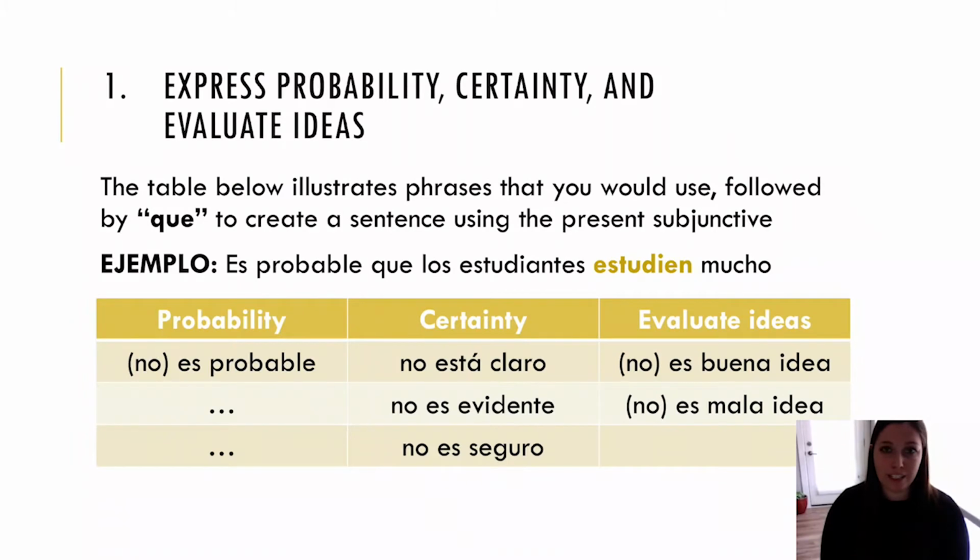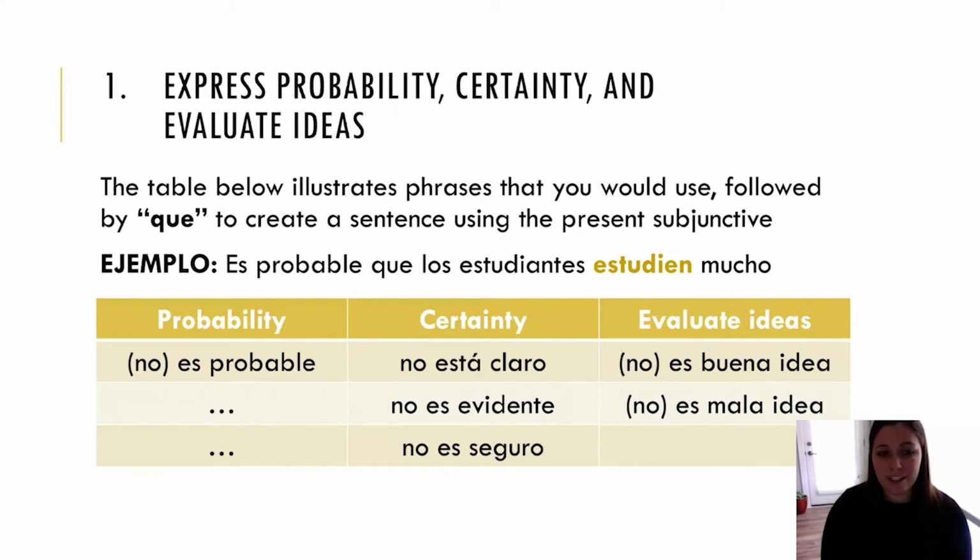So first, that first category was express probability, certainty, and evaluate ideas. So the table below illustrates phrases that you would use, followed by que. You always need to have que to create a sentence using the present subjunctive. For example, es probable que los estudiantes estudien mucho. I have que, I have los estudiantes.